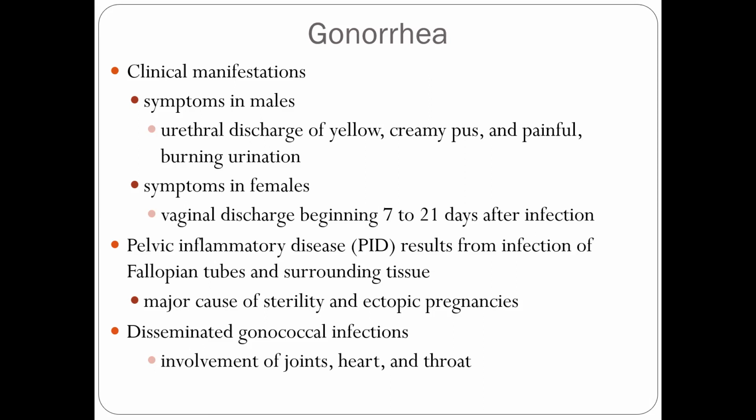Because in the female's vaginal tract there are lots of normal bacteria, especially lactic acid bacteria, it will interfere if you do a Gram stain. So we skip the Gram stain step. And lots of the time where we do the test is for PID, pelvic inflammatory disease. That is a result from infection of the fallopian tubes and surrounding tissues. And it could be a disseminated gonorrhea infection to the joints, heart, and the throat, which means it's very invasive.